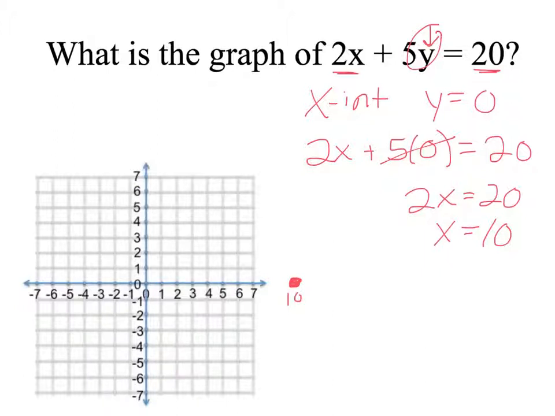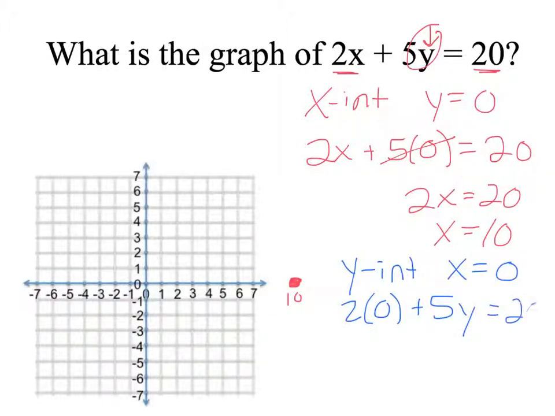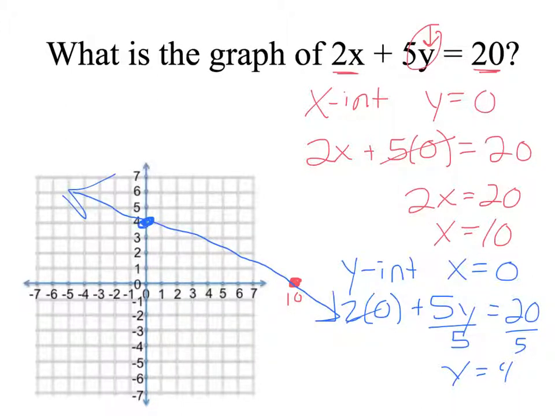Okay, and then y-intercept, that's when x is equal to 0. So we have 2 times 0 plus 5y equals 20. 2 times 0 is 0. 5y equals 20. So divide both sides by 5. And y is equal to 4. So we come up to 4 on the y-axis. And then we have 2 points. We can just draw our best straight line through those 2 points. And then that's the graph of the equation.